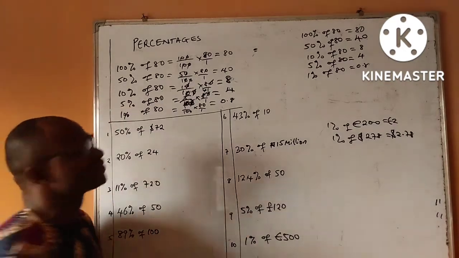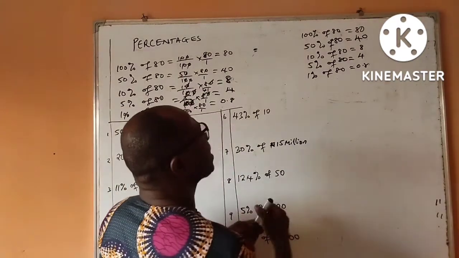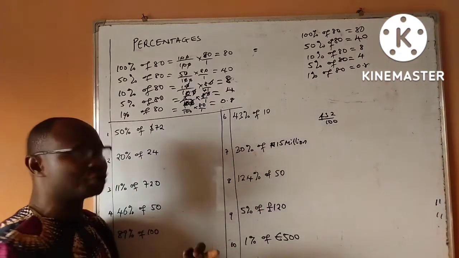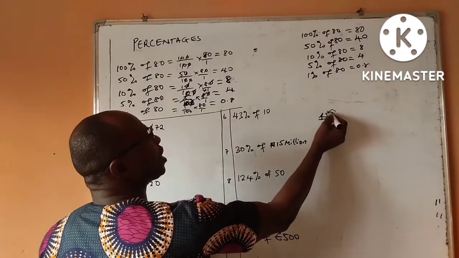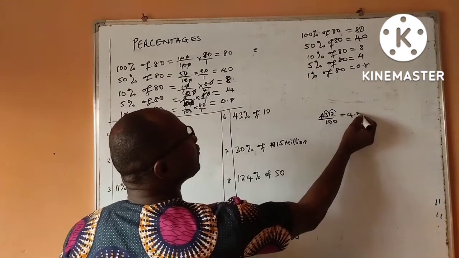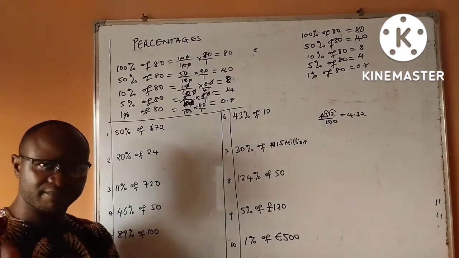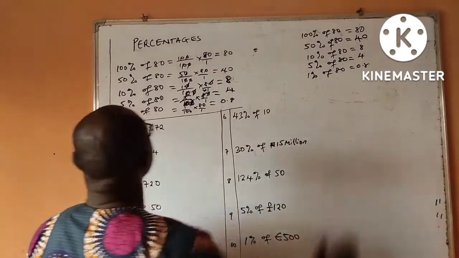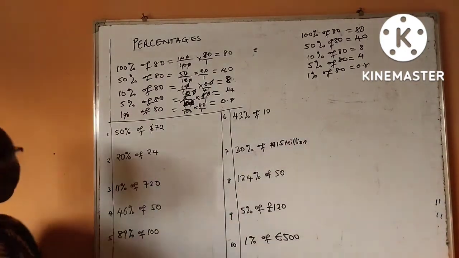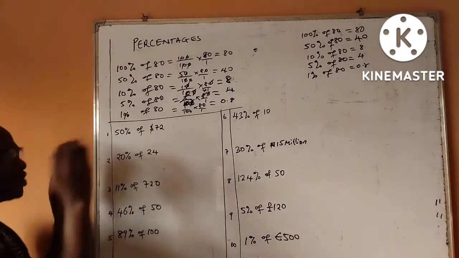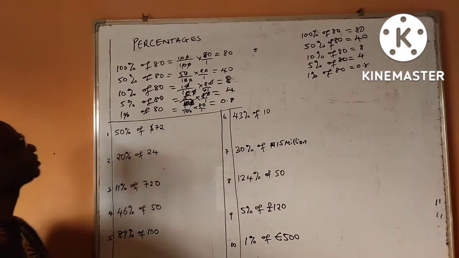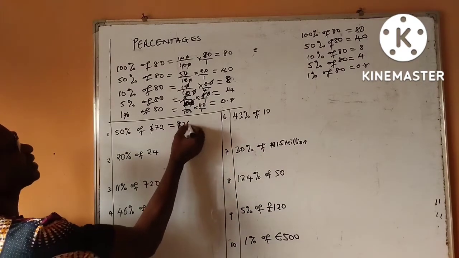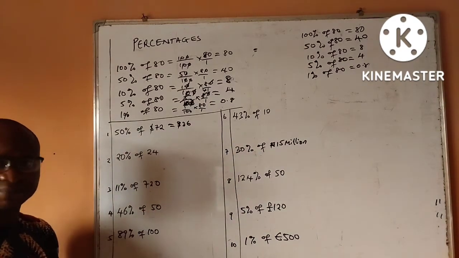And to divide by 100 is very easy. If I want to divide 432 by 100, what I need to do is to count back 1, 2. That gives me 4.32. It's easy. Now let us apply it generally. You have 50% of 72. You need not do any calculation here, but rather you take half of $72, and that is going to give us $36. As simple as that.